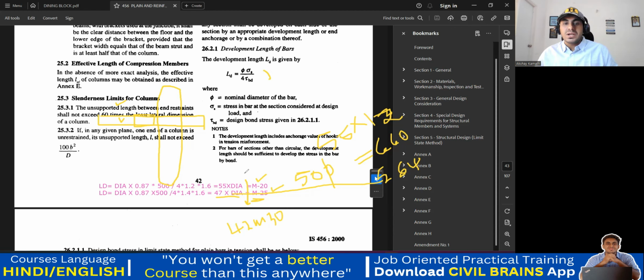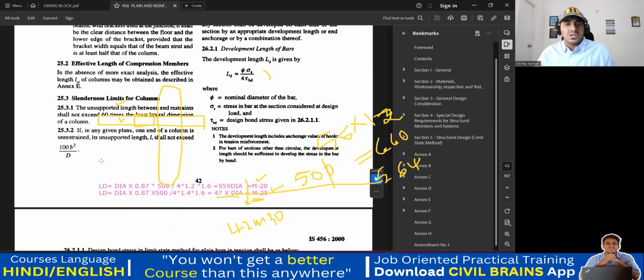This development length is given so that it can transfer the stress from the rebar to the concrete. So the more the grade, the more strength it will have. If more strength is given through concrete, then the development length requirement will be less. So if you want, you can even do the formula for M30 grade also.